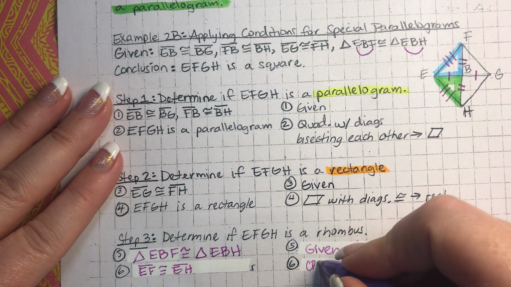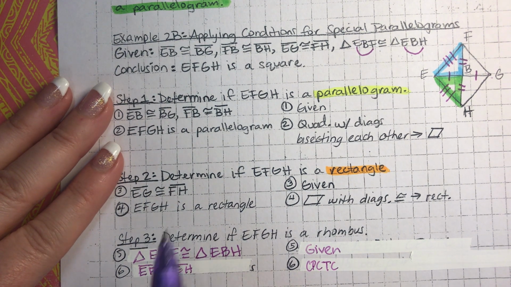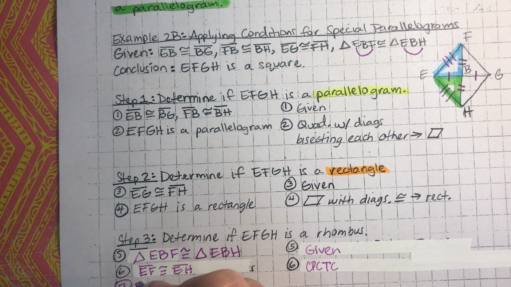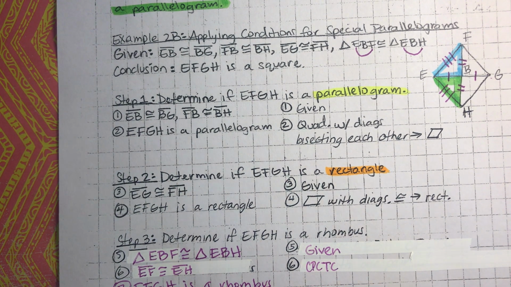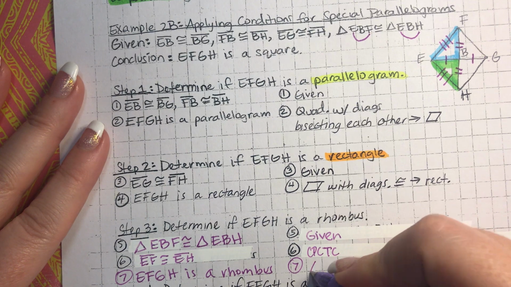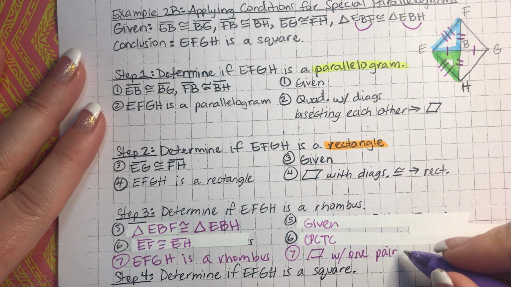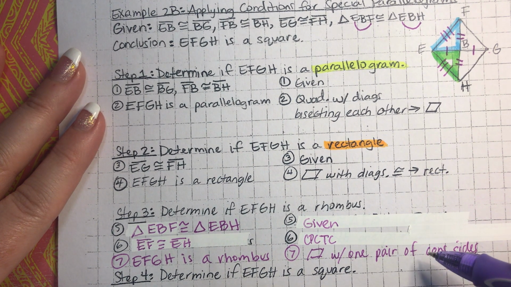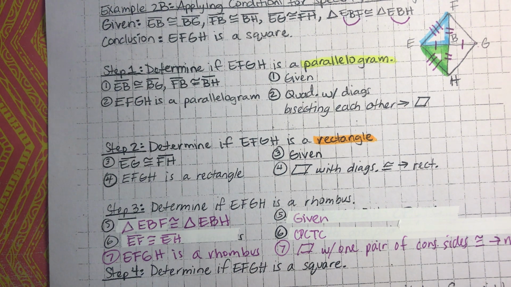Because of CPCTC, corresponding parts of congruent triangles are congruent. So then, because we know that, we can say that EFGH is a rhombus, because a parallelogram with one pair of consecutive sides congruent is a rhombus. So we have that it is now a rhombus.